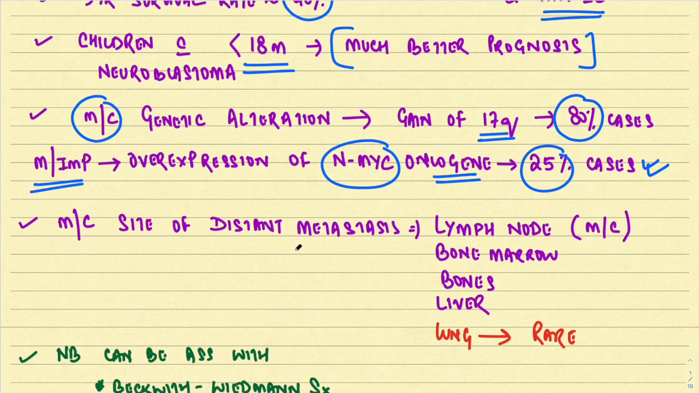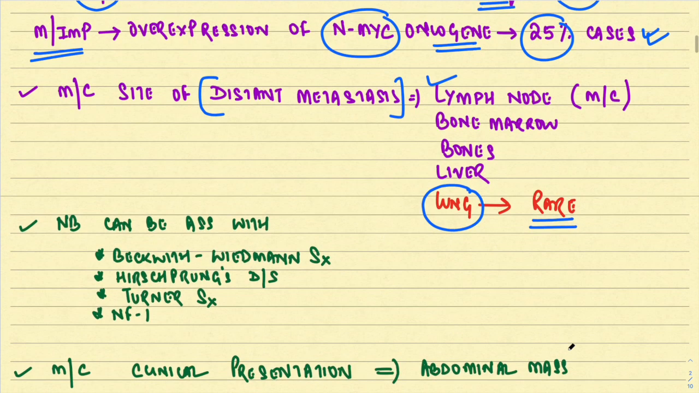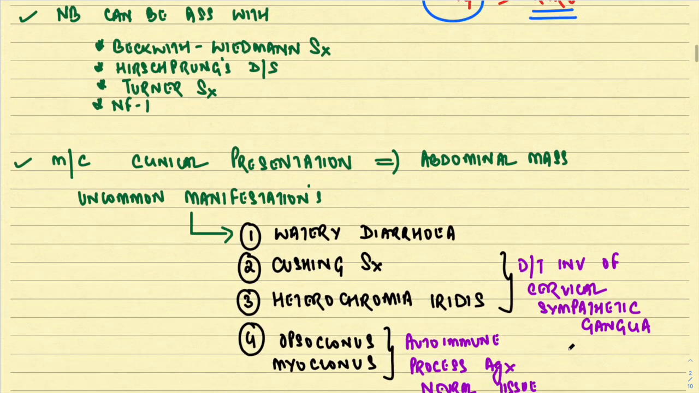The most common site of distant metastasis for a neuroblastoma, if you have to choose one, is the lymph node, followed by the bones, bone marrow, and liver. It also affects the lung, though it is involved rarely. Now, neuroblastoma can be associated with various syndromes like Beckwith-Wiedemann syndrome, Hirschsprung's disease, Turner syndrome, and neurofibromatosis type 1.